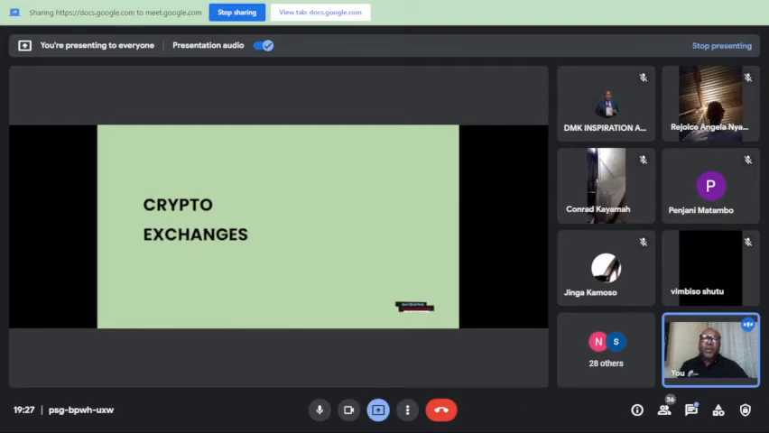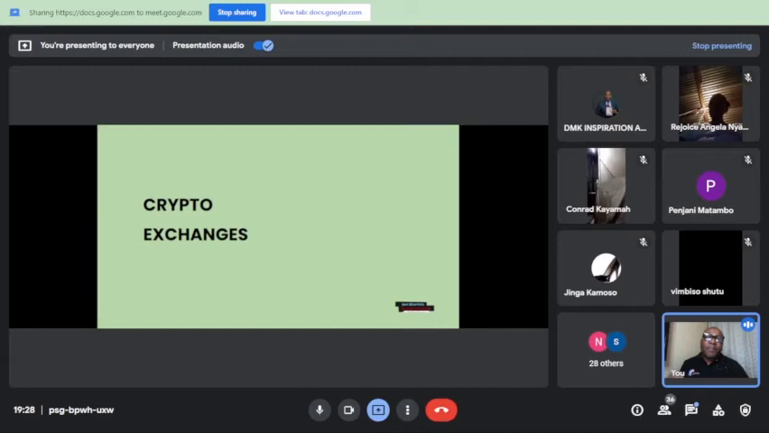So the first available way to get into crypto is crypto exchanges. So what is a crypto exchange? A crypto exchange is a digital market where traders can buy and sell crypto using different fiat currencies or cryptocurrencies. A cryptocurrency exchange acts as an intermediary between buyers and sellers of cryptocurrency.